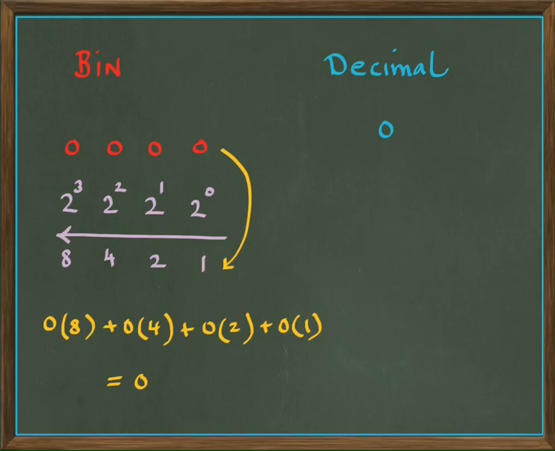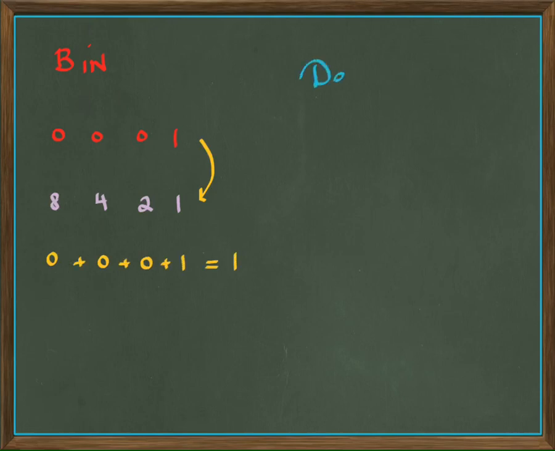It's as simple as it seems. Let's look at another example. Another binary value, 0001. So now this time, instead of writing 2 power 0 and 2 power 1, 2 power 2, 2 power 3 from right to left, why don't I write the magical four numbers 8421 in that order? Multiply, multiply, multiply, multiply and add it up.